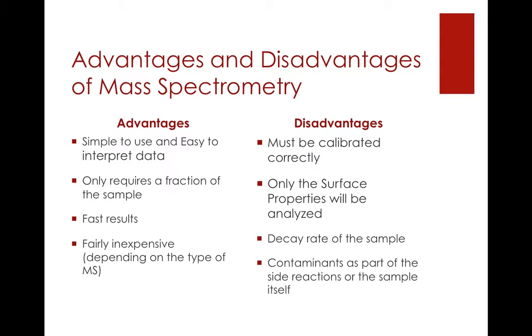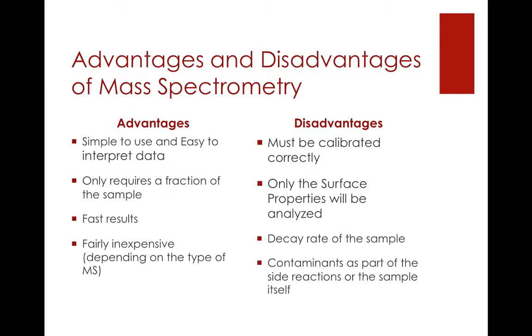The advantages and disadvantages of mass spectrometry. The advantages: it is simple to use and easy to interpret the data, only requires a fraction of the sample, you obtain fast results, and it's fairly inexpensive depending on the type of mass spectrometer.